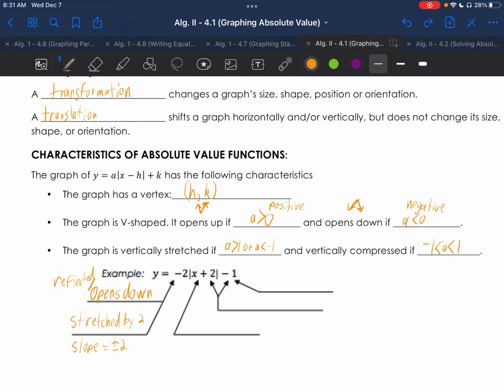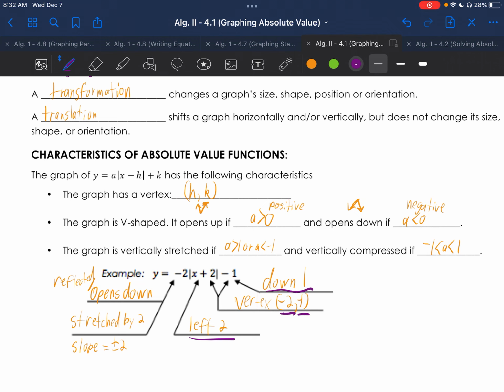This plus 2, we do the opposite for what's with the x, just like before. So that means we're going left 2. We're translating left 2. This minus 1 means that we're going down 1. That one we do exactly what it says. And then the 2 comma negative 1 tells us that the vertex is negative 2 comma negative 1. It's the opposite x, the same y. Just like here, opposite x, same y.